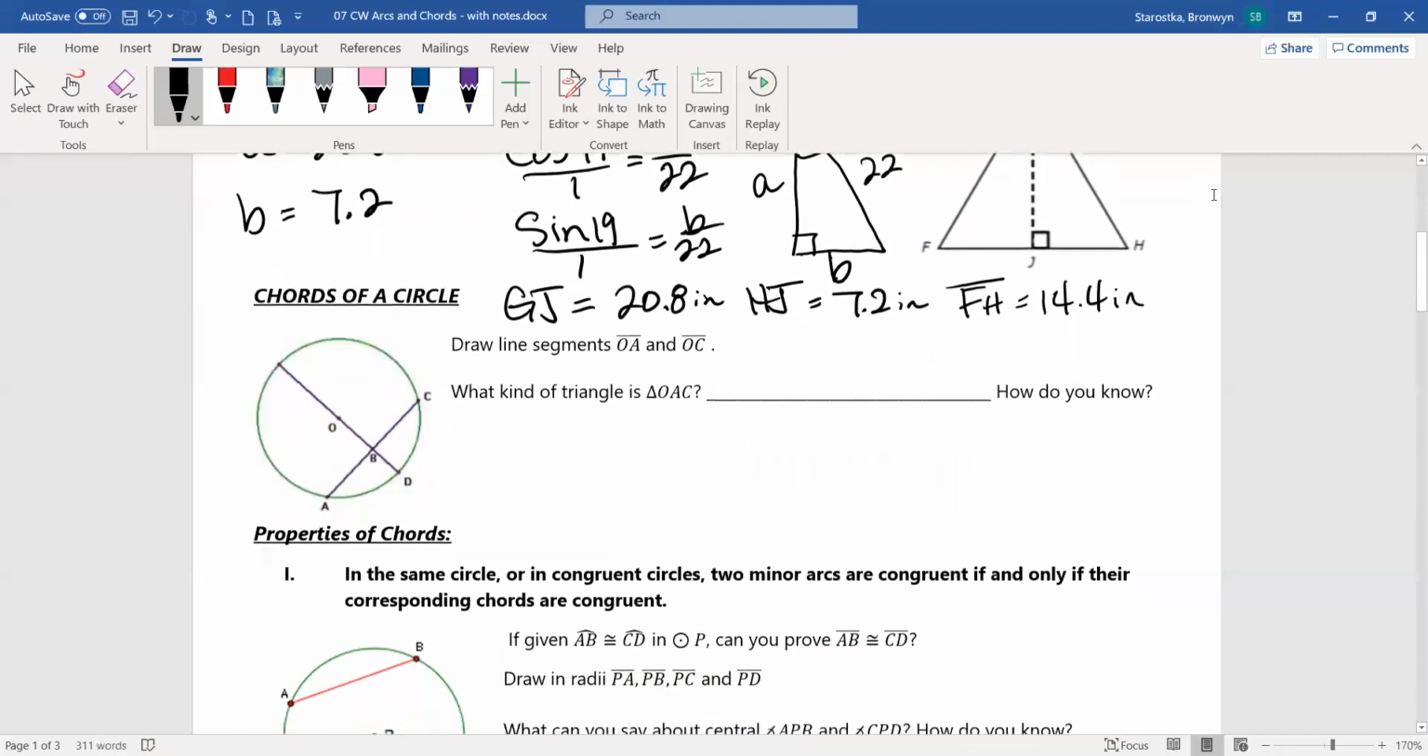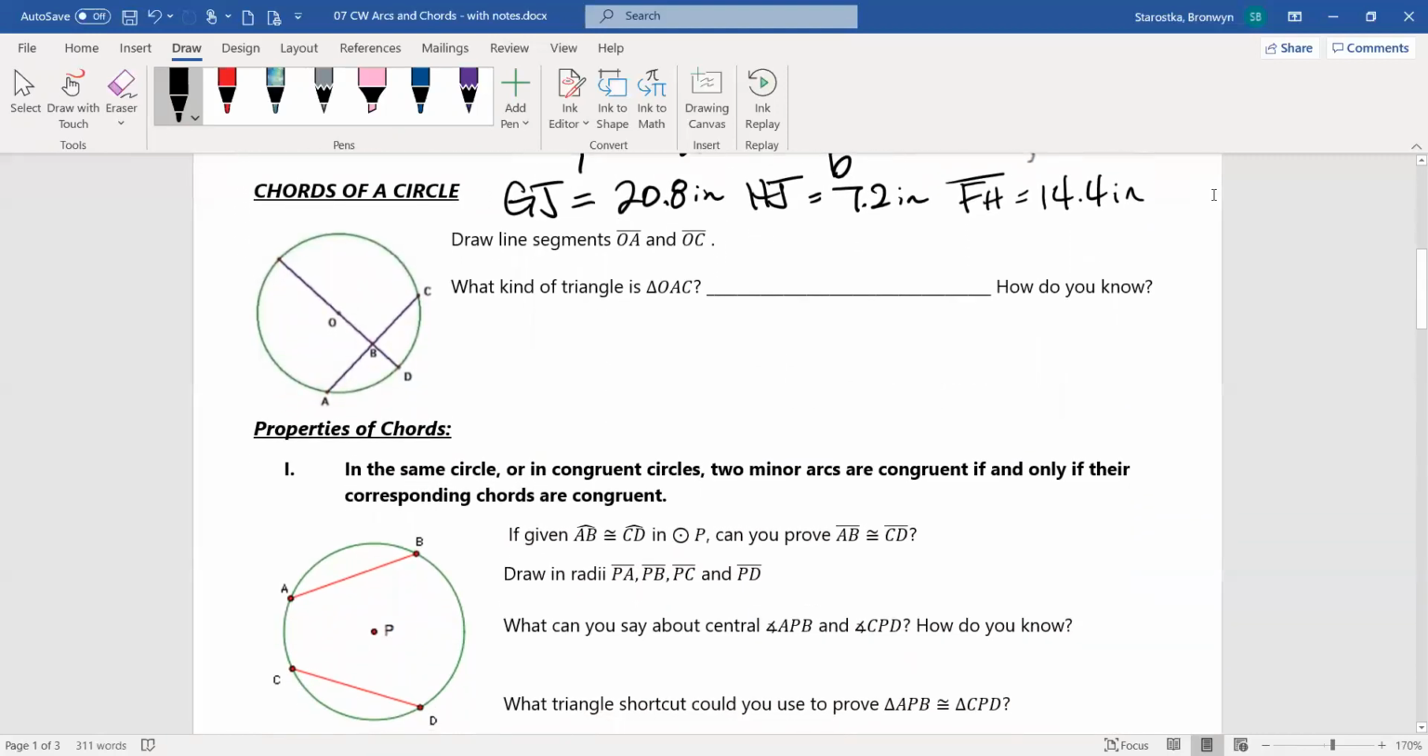Here we go, today's new learning, chords of a circle. Now, I'm not drawing chords right now, I'm going to be drawing in radii. Draw line segments OA and OC. What kind of triangle is OAC? Well, we know it's isosceles, and we know that because the radii are the same length.